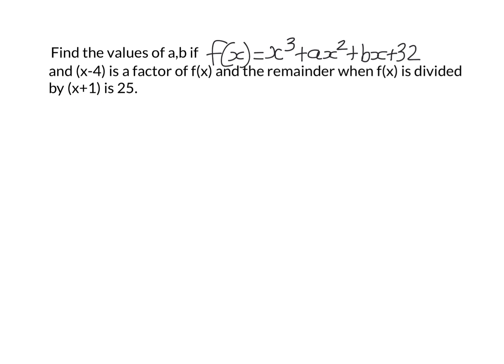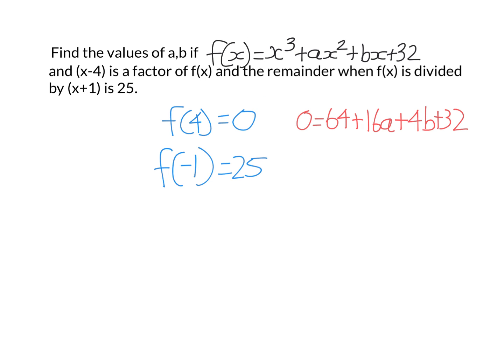Since x minus 4 is a factor, f of 4 must be equal to 0. That's the factor theorem. And the remainder theorem says if you divide by x plus 1 and get a remainder of 25, f of negative 1 must equal 25. So substituting x for 4 and f(x) for 0, I get this equation here. Making it a little easier to work with, I get negative 96 equals 16a plus 4b. That is my first equation.